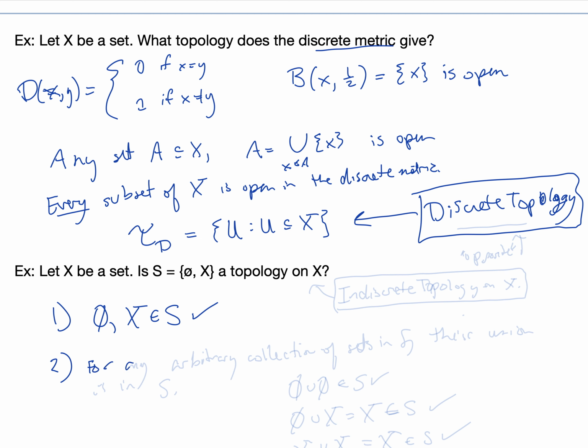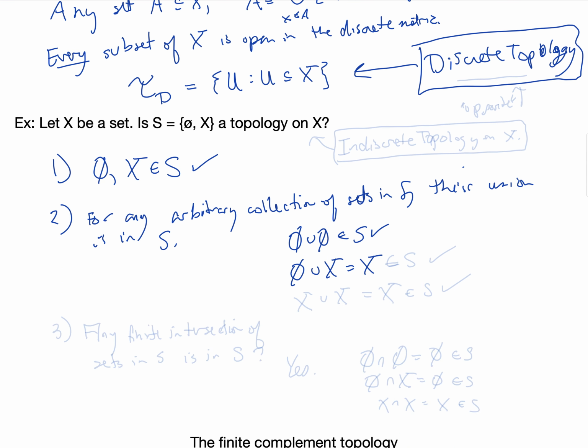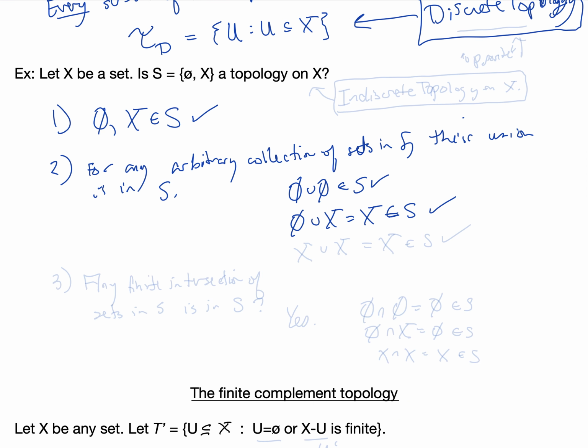Two, for any arbitrary collection of sets in S, their union is in S. Is that true in this case? Well, we could union the empty set with itself, and that's in S, great. We could union the empty set with the whole entire set, and that's the whole entire set, and that's in S, that's great. Or we could union the set with itself, and that again is X, and that's already in S, so great.